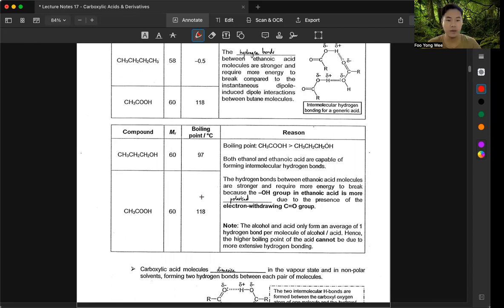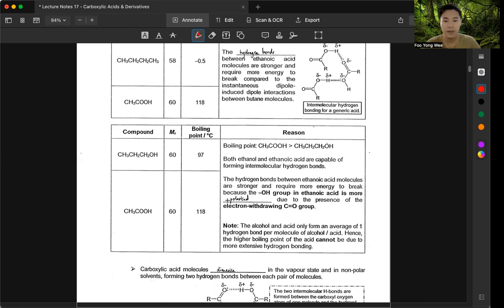However, if you look closely at the ethanoic acid molecule here, the hydrogen bond is actually stronger because the OH group in ethanoic acid is more polarized due to the presence of the electron withdrawing C double bond O group. So ethanoic acid has a higher boiling point than ethanol.